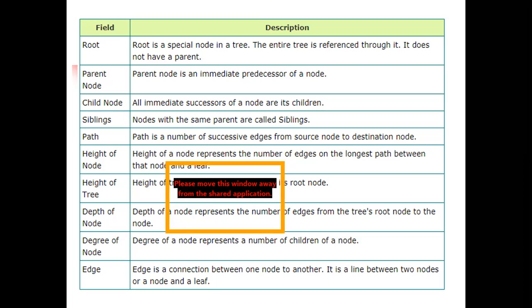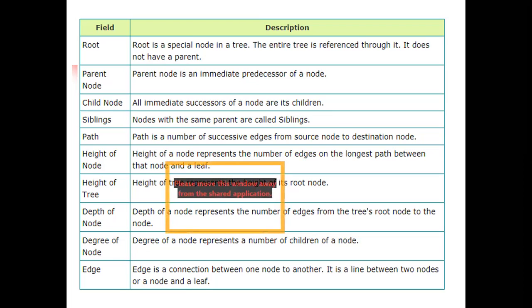Then we have a path. Path is a number of successive edges from source node to destination node. Similarly, this concept is also from nature, how a path covers. Suppose you want to go to your home from a specific path. Similarly, path is a number of successive edges from the source, from where you want to move, to the destination node where you want to reach.